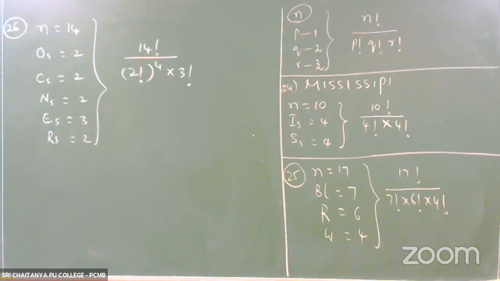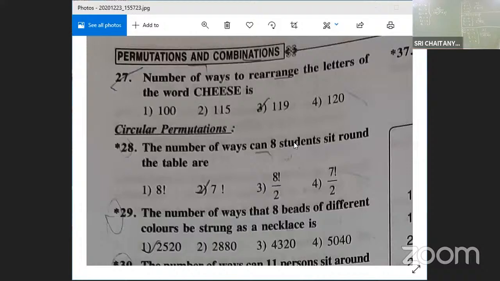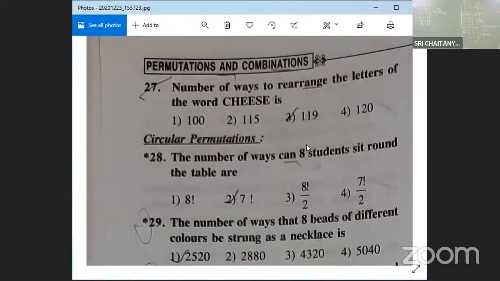Now, I am going to share the 27th one on the screen. Observe that 27th problem. Easily you can do that. Number of ways to rearrange the letters of the word CHEESE. So there are 6 letters, right? 6 letters can be arranged among themselves in 6 factorial ways by 3 factorial. Why? Because 3 E's are there.